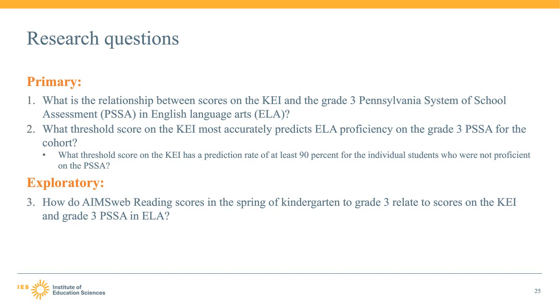In some cases, it might be particularly important to identify students who are at risk of not being proficient in reading so that we could provide them resources to help them be able to read. So we also look for a KEI threshold that accurately predicts 90% of students who are at risk of not being proficient in reading.